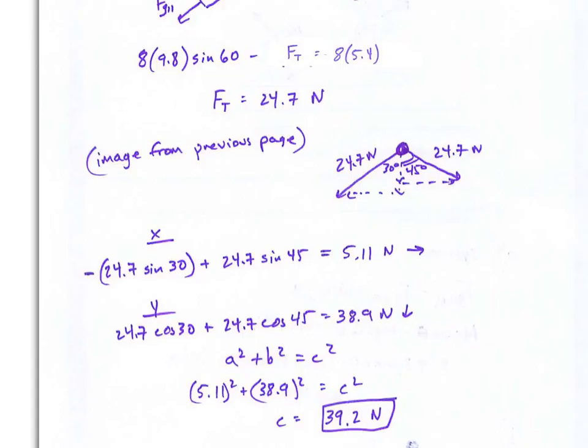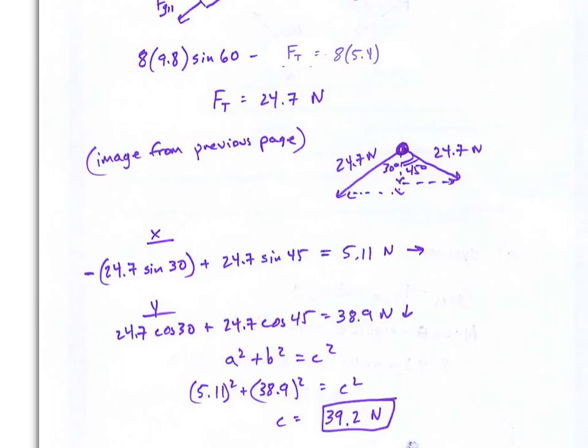If we look at x, we get 24.7 sine of 30 degrees with the vertical, so that's the x component, and I'm going to call that negative since it's to the left, plus, since it's to the right, 24.7 sine of 45, and that's equal to 5.1 newtons to the right because it comes out positive.